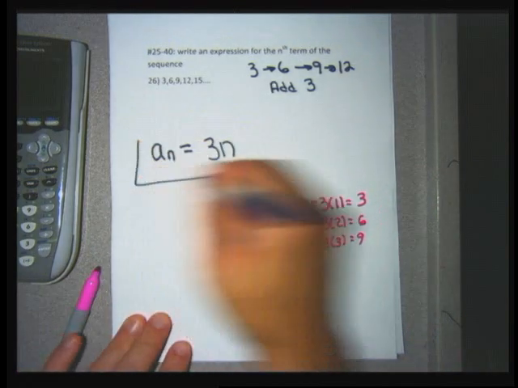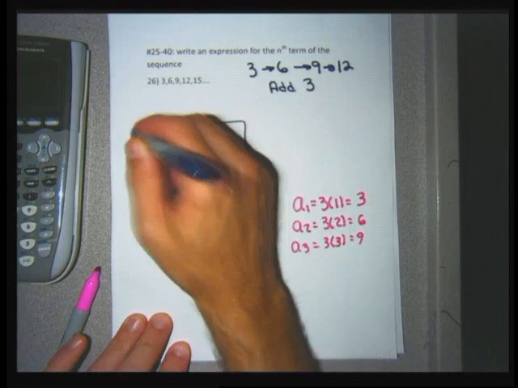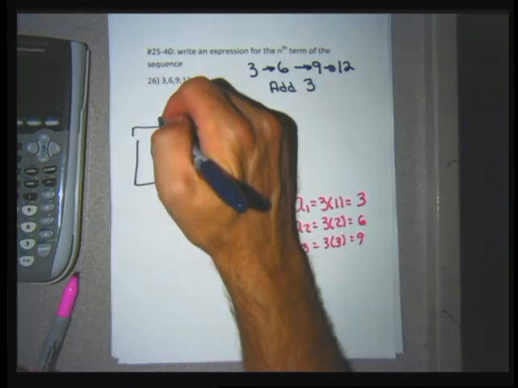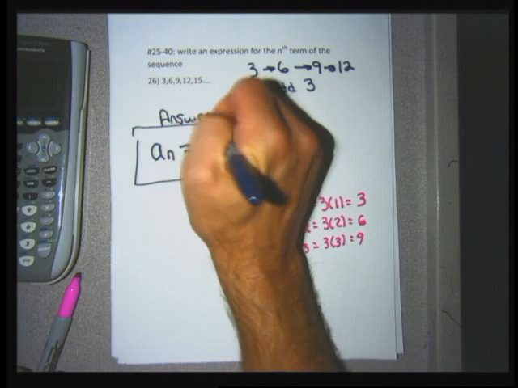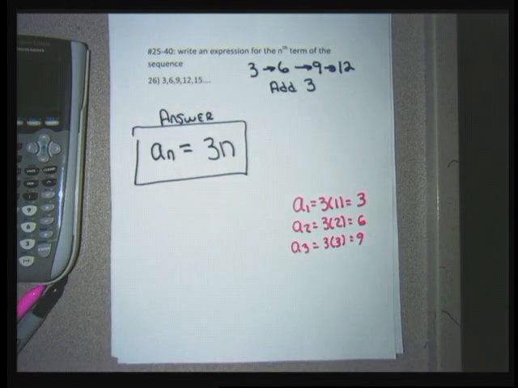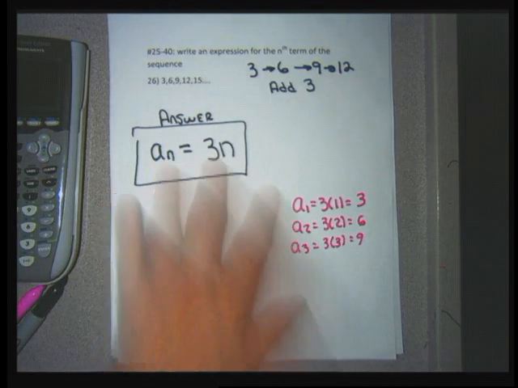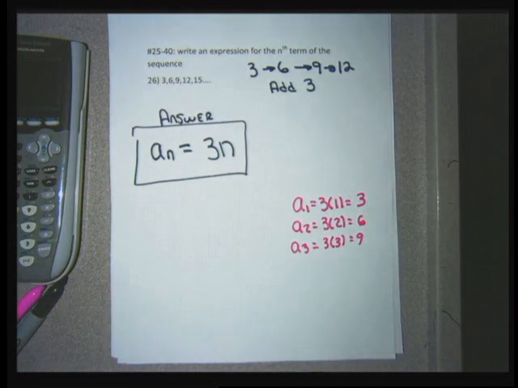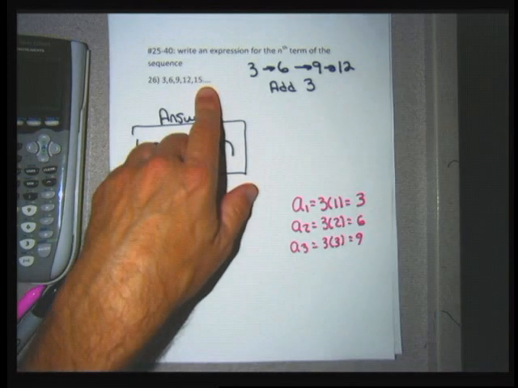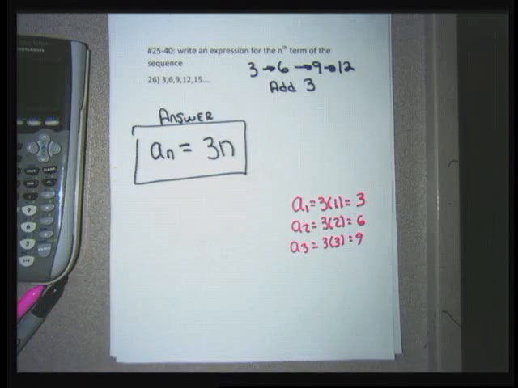I don't think you can generate the first 3 numbers and have it not work for the further numbers. So the answer to problem 26, the sequence with n's that will generate that list, is a sub n equals 3n. I have the dot, dot, dot because that means the pattern continues, but it goes on forever.